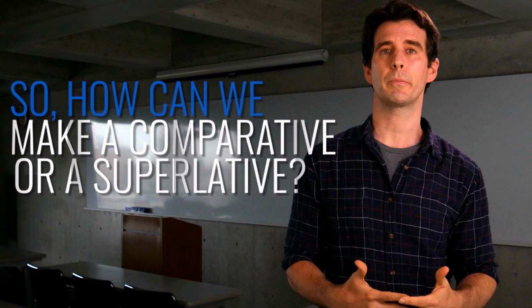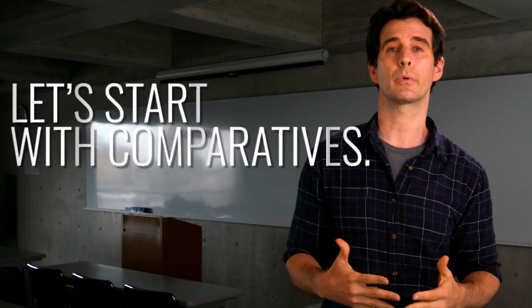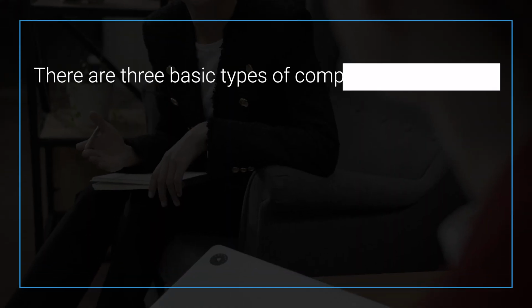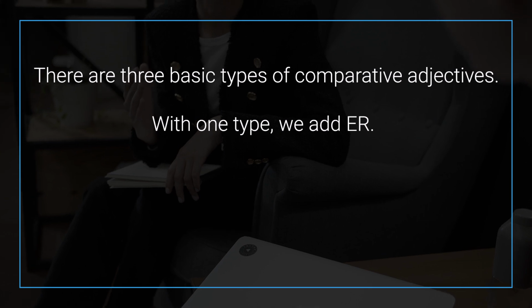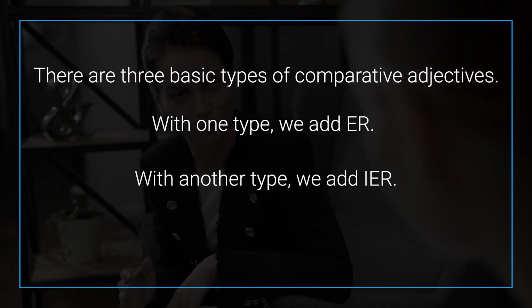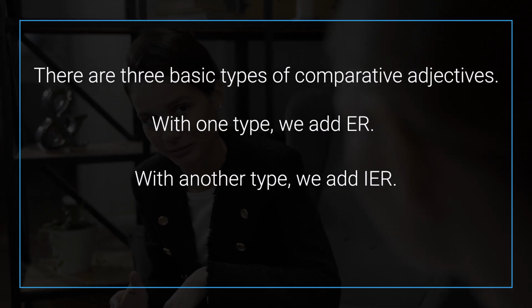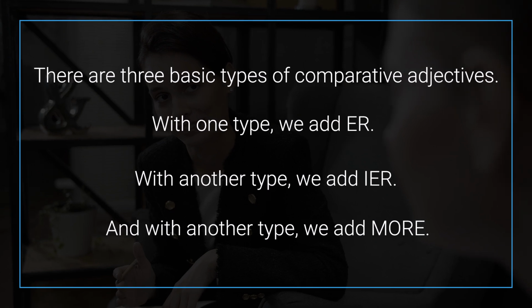So, how can we make a comparative or a superlative? Let's start with comparatives. There are three basic types of comparative adjectives. With one type, we add er. With another type, we add ier. And with another type, we add more.